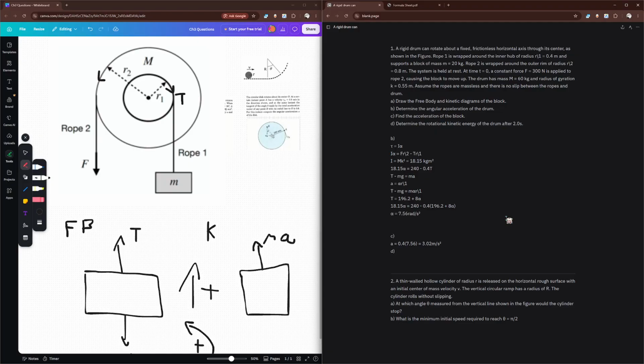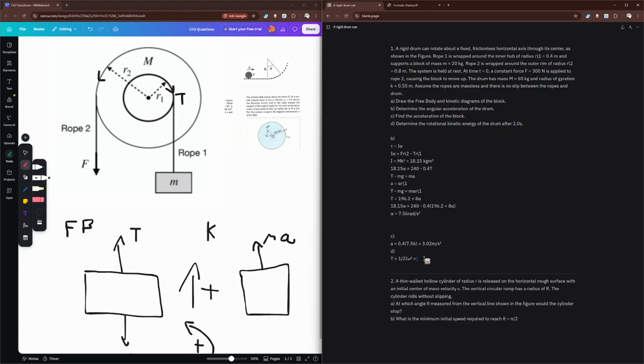Now for D, determine the rotational energy of the drum after 2 seconds. So we know that the system starts at rest, right? And we know that the rotational energy is the kinetic energy. So T is equal to half I omega squared, right? Well, we have I. What is omega though, right? So we can figure out what omega is. We have a time given to us, 2 seconds.